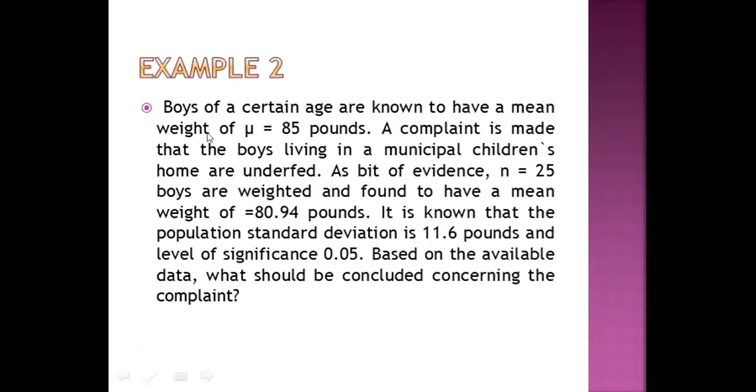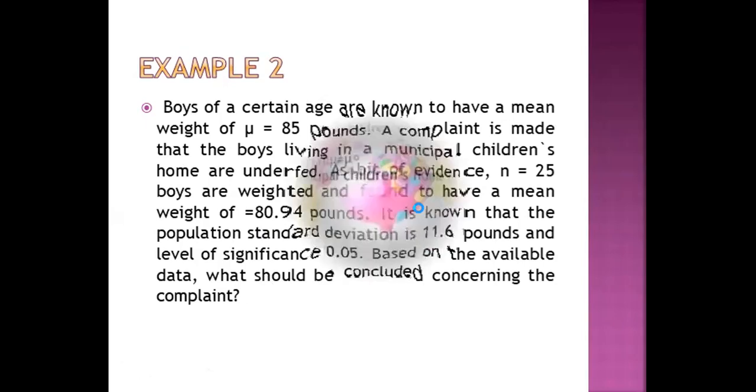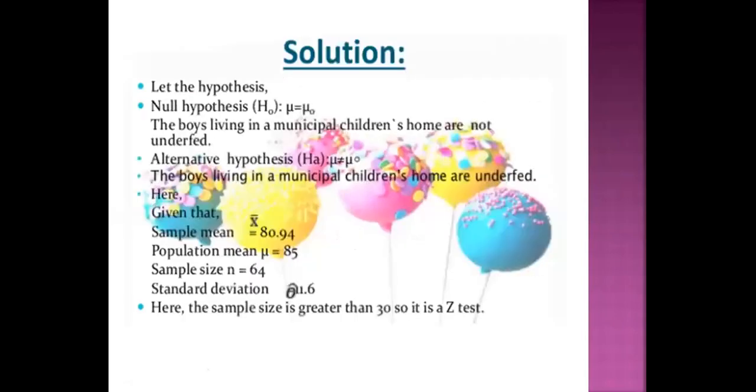For example, boys of a certain age are known to have a mean weight of mu 85 pounds. A complaint is made that the boys living in a municipal children's home are underfed. As a bit of evidence, 25 boys are weighed and found to have a mean weight of 80.494 pounds. It is known that the population standard deviation is 11.6 and the level of significance is 0.05. Based on the available data, what should we conclude concerning the complaint? In this example, the standard deviation is also given and there is a sufficient sample size. Therefore, we apply the one sample z-test because the population mean is also given.